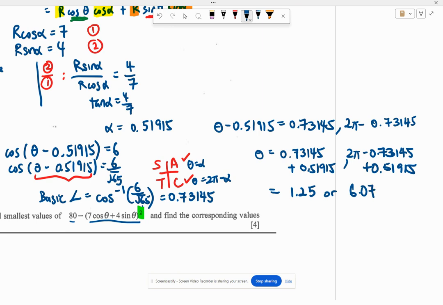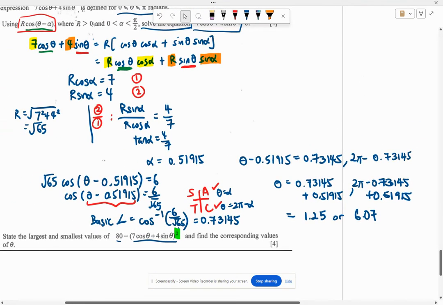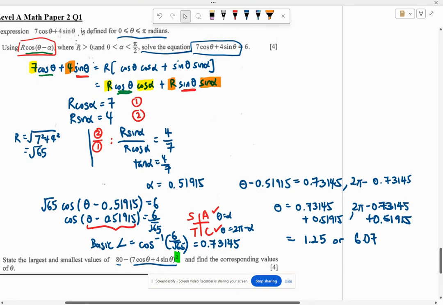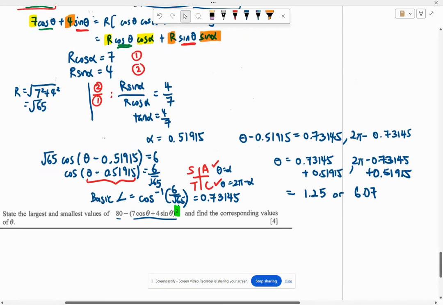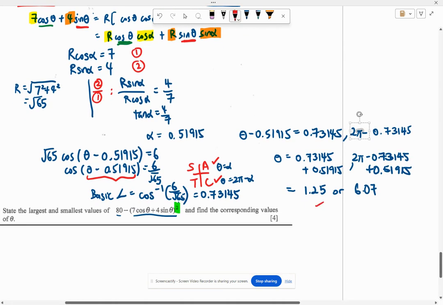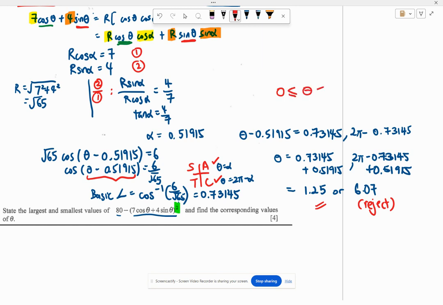Go back to the front and check what is the range that is defined for this question. The range is from 0 to pi. So my final answer is 1.25. I will have to reject 6.07. Why? Because from 0 to pi, the range, pi is 3.14 and so on. So we will reject the second answer.